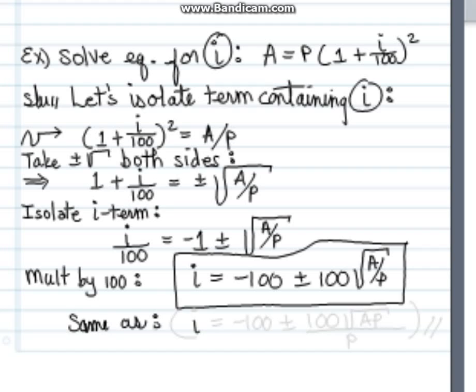Now, if you simplified this, you might have written it a little differently, and it's equally correct. It's the same answer as I equals negative 100 plus or minus 100 times the square root of A times P over P. That's the result of actually getting rid of the radical in the denominator, rationalizing the denominator. But it's equally correct, the first method or the second method.